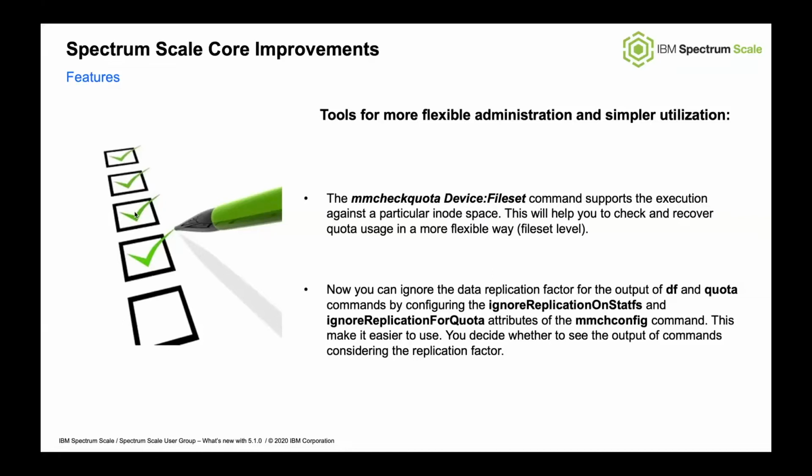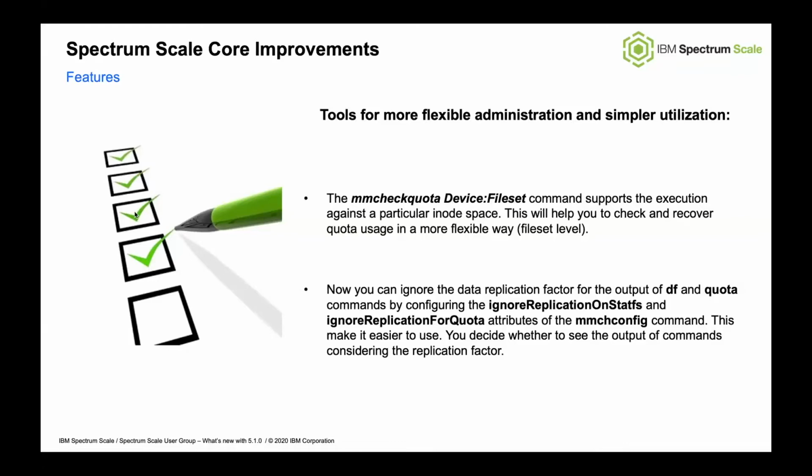Also, checking the output of a quota command or a df command, you can be confused about how the replication factor is being accounted in both cases. So in the past, we had to manually estimate the data size.